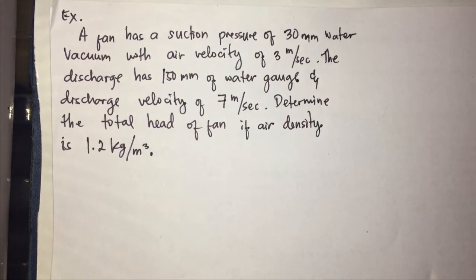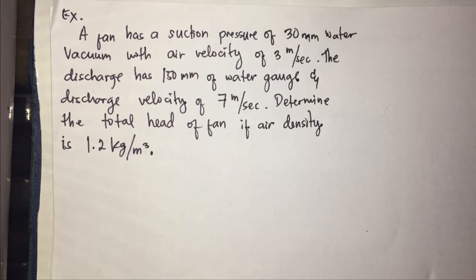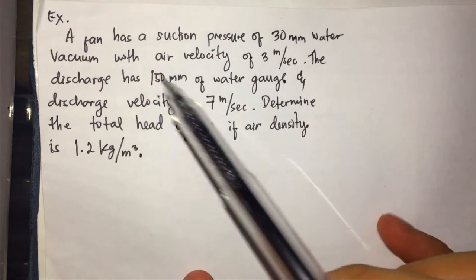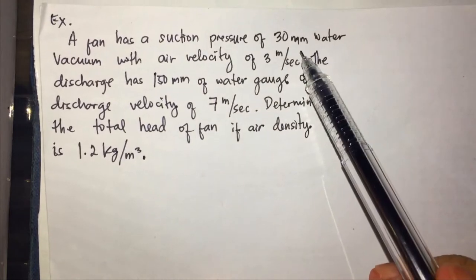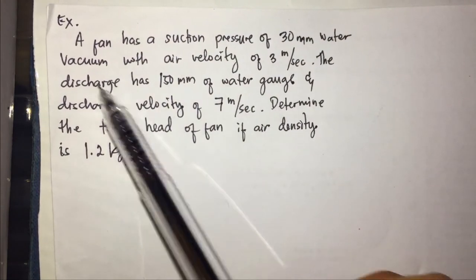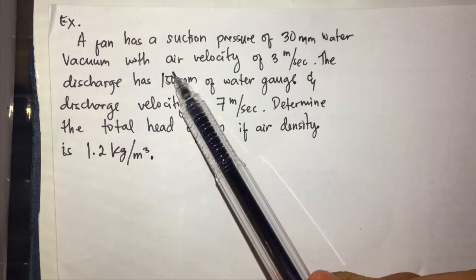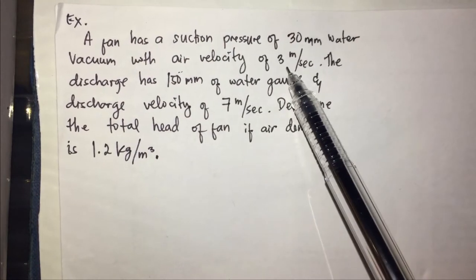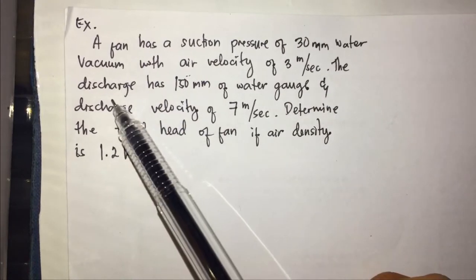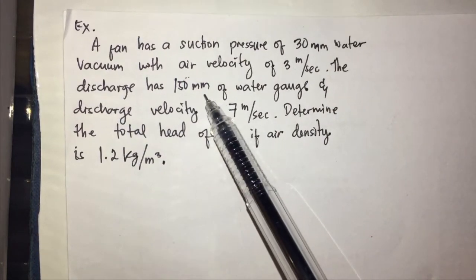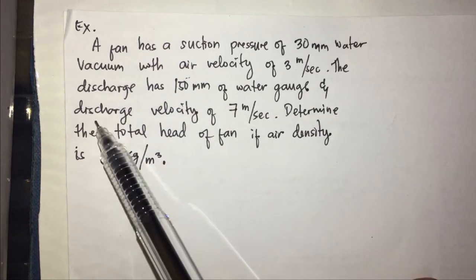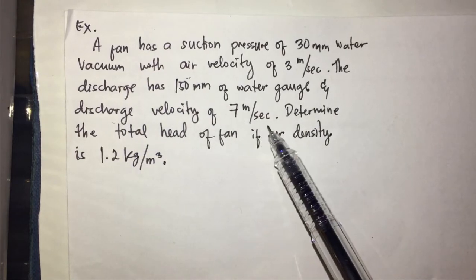Another example for fun problem under fluid machinery. Fan. Example: a fan has a suction pressure of 30 mm water vacuum with air velocity of 3 m/s. The discharge has 150 mm of water gauge and discharge velocity of 7 m/s.